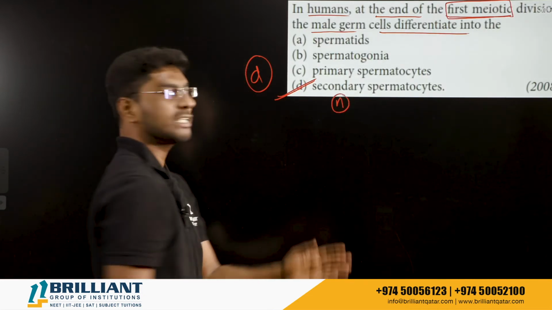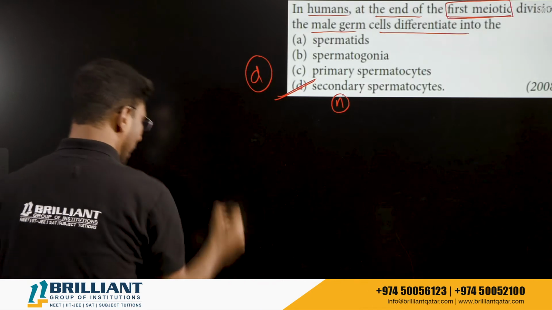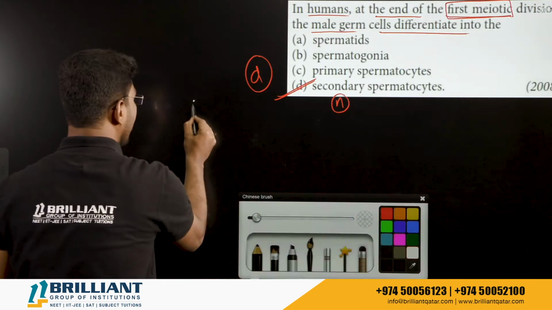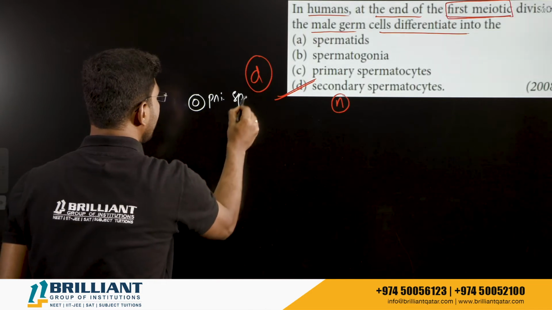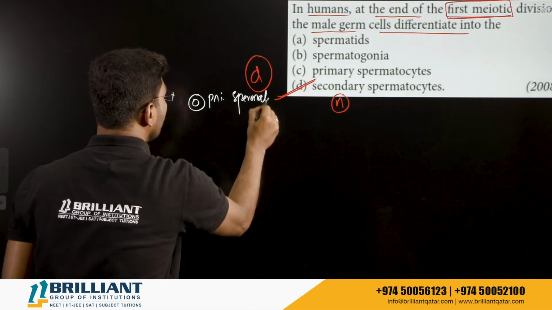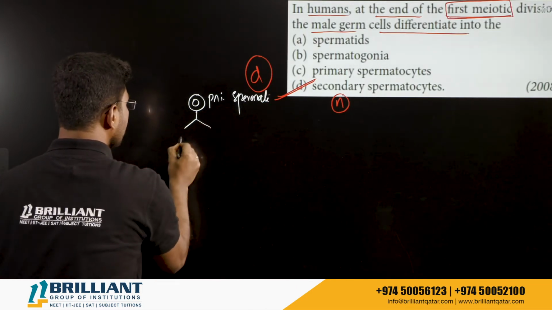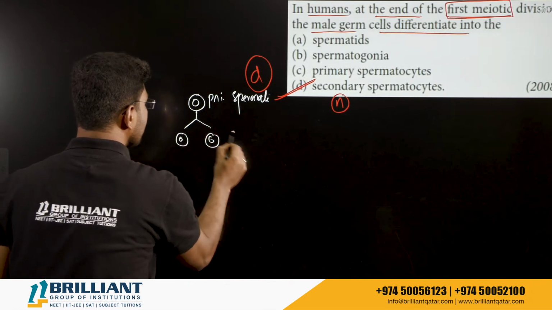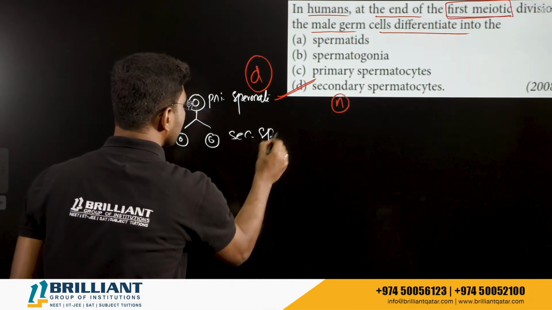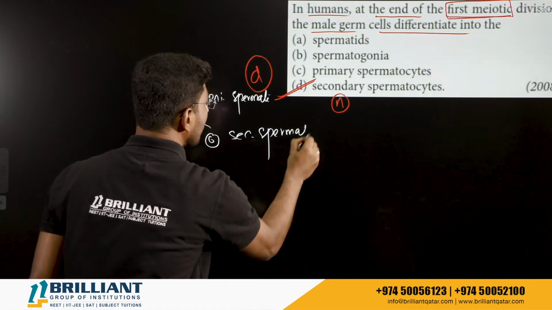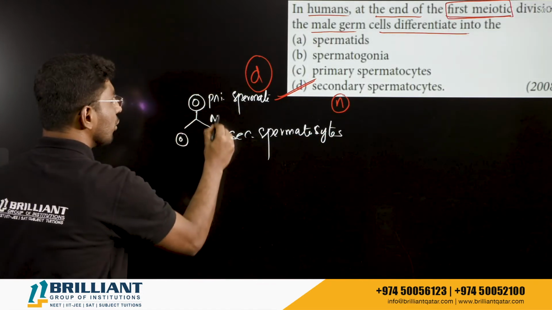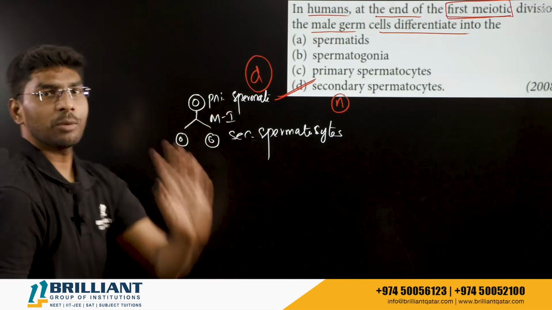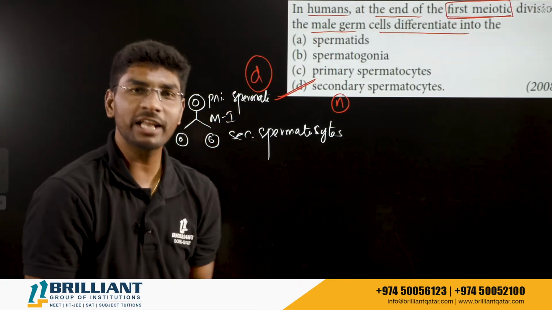Keep in mind. So how many secondary spermatocytes from one primary spermatocyte? This is one primary spermatocyte to secondary spermatocytes after meiosis 1. So our answer is option D. Simple question. Shall we go to the next question?